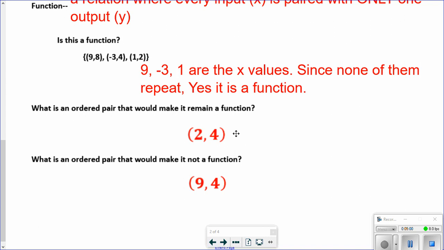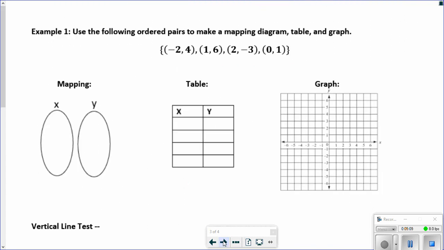I would challenge you guys to think of a couple more on your own and we can talk about them in class. Try to find one or two more that would work or not work.